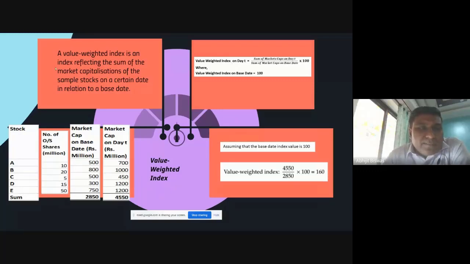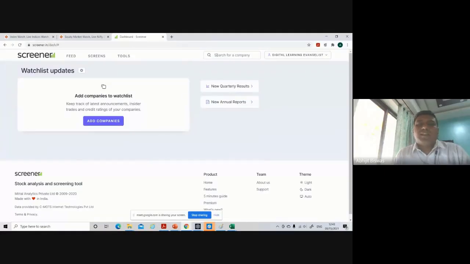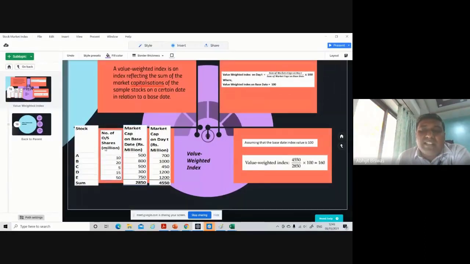In this case, stocks are given, the number of outstanding shares is given, and the market capitalization on the base date and on day T are also given. Now let us understand what is meant by market capitalization. Say, for example, 11,31,151 crore is the market capitalization. How do you calculate it? Total number of shares that the company has multiplied by the market price per share. That is market cap. Here market capitalization is given. If it is not given, then the number of shares and price will be given, and you can multiply and calculate. So here it is given, so I'm not using that.